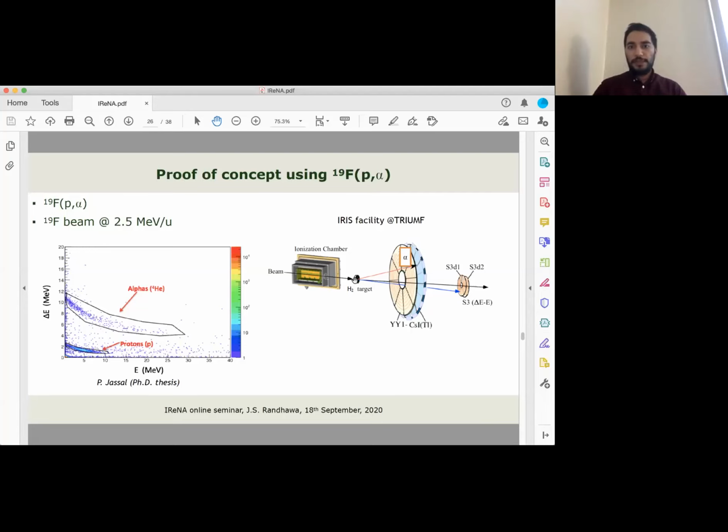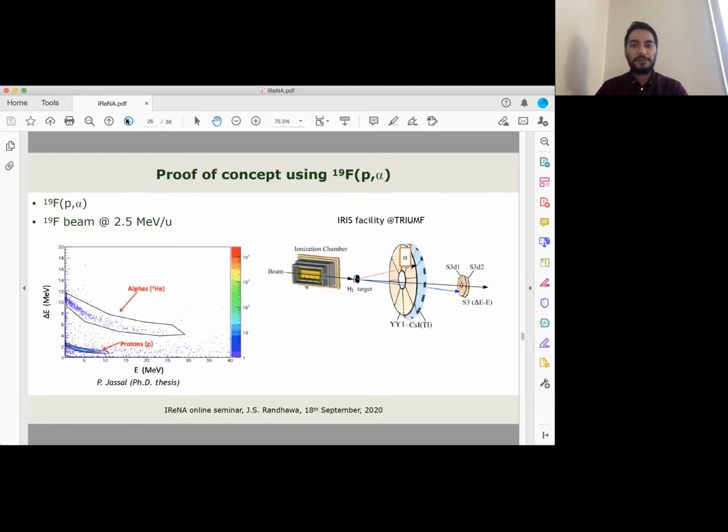So then the lighter particles, or the reaction products, are stopped and detected in a delta E-E telescope, which is a silicon, and then there is a cesium iodide at the back of that. The unreacted beam and the heavier particles can go and be detected in another silicon array. So this is the delta E versus E from this larger silicon cesium iodide telescope, and with this we were able to separate out the alphas from the protons.